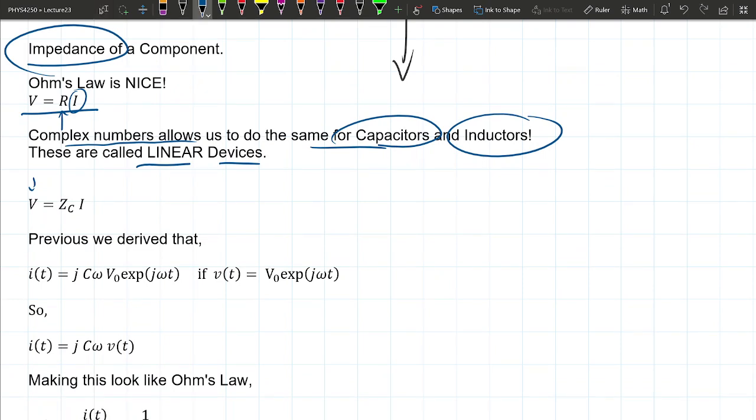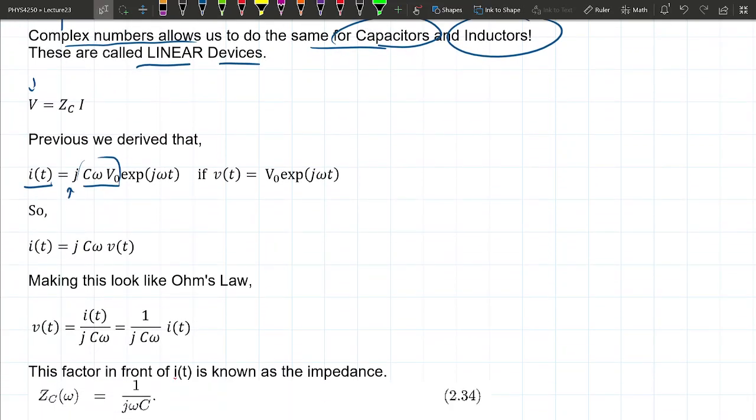So in that previous example, we derived that the current across a capacitor is this complicated thing, with this j. I put back the j instead of the e to the j pi over 2, just to mess with you guys. This constant of proportionality, we can simplify that, because we want to make it look like this: somehow the voltage is going to be proportional to the current times some constant.